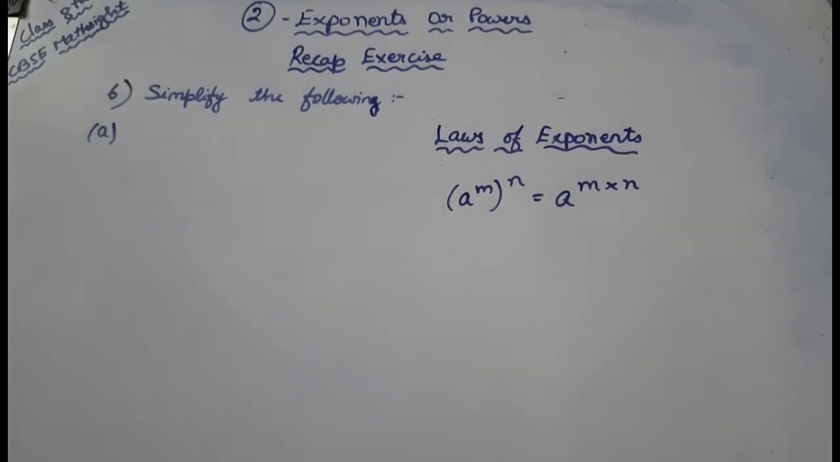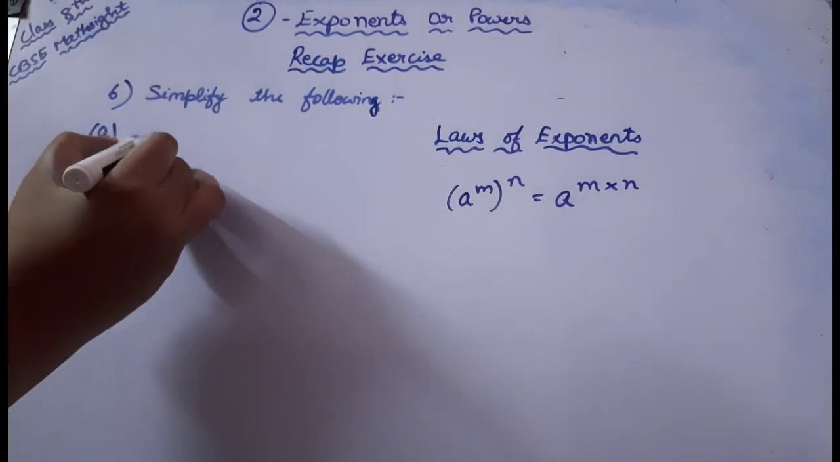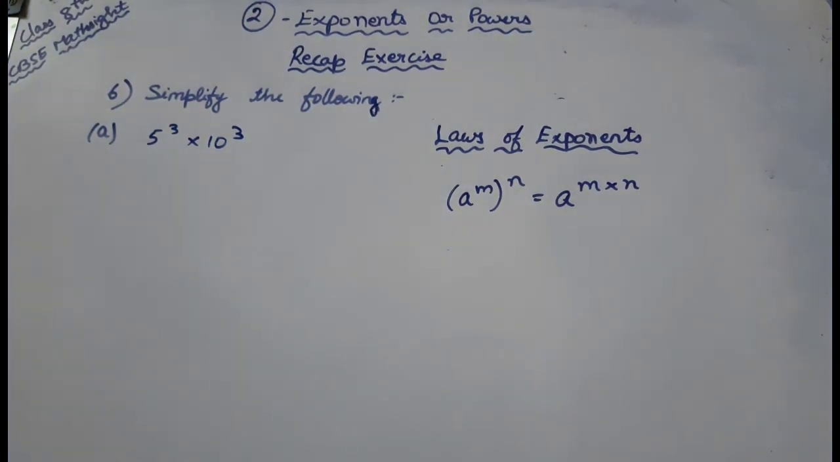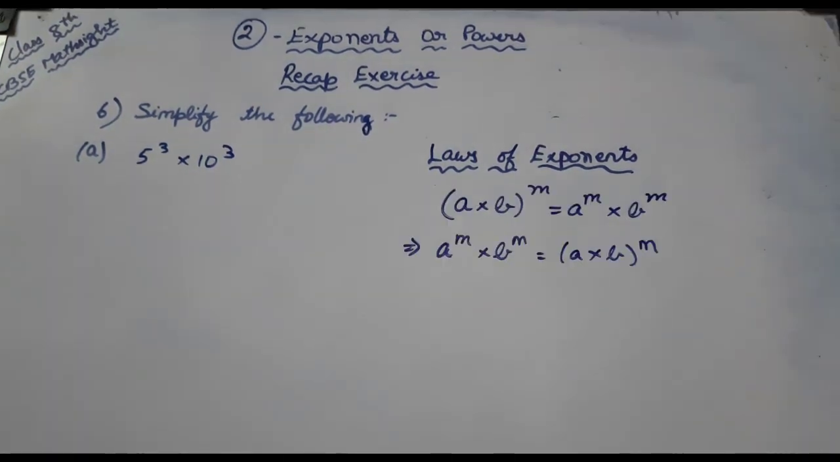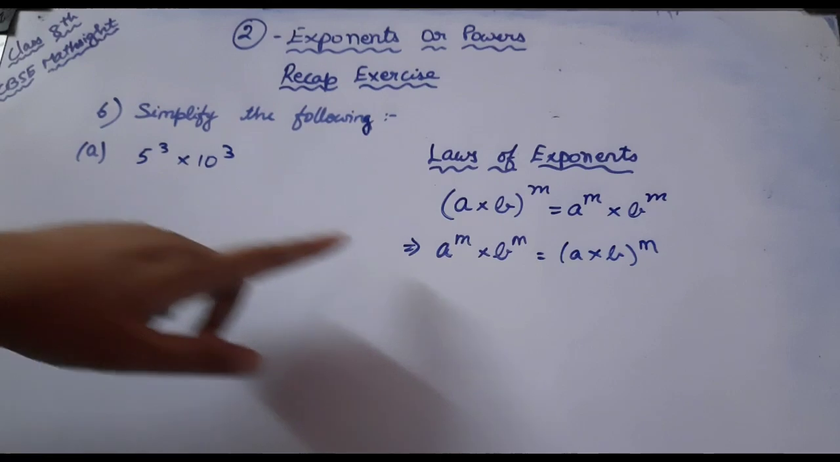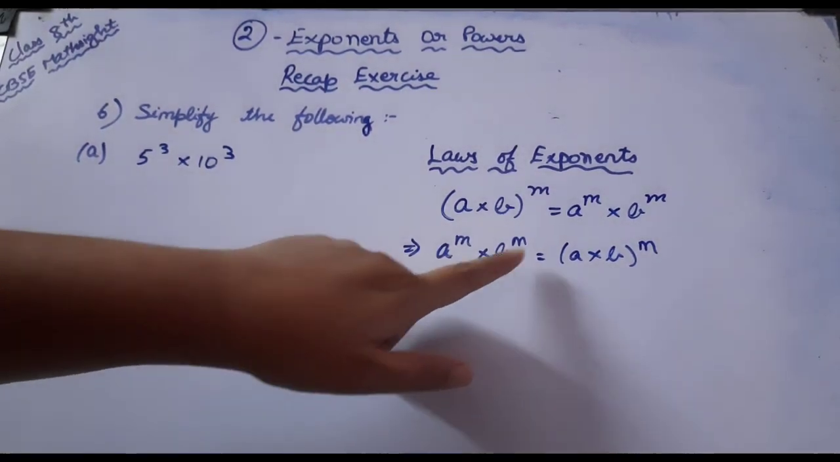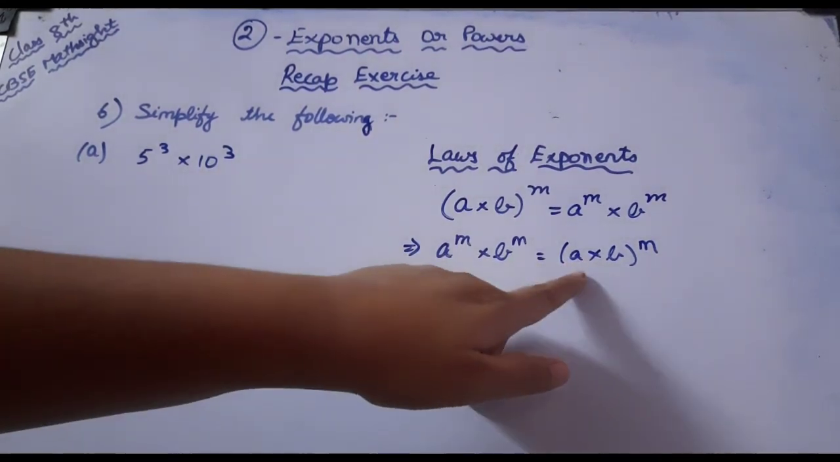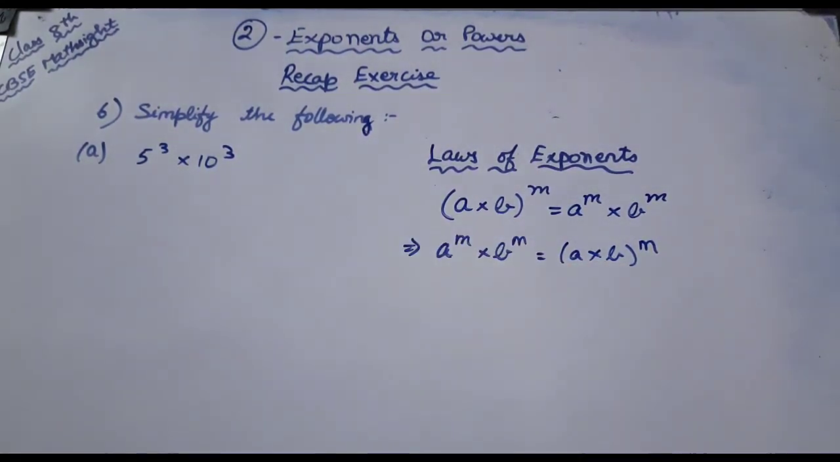We are going to see the sixth Roman letter. Simplify the following and write in exponential form. So here also we have to simplify the given and write the exponential form. The first sum is 5 cube into 10 cube. We have to simplify and make it into a single base. The given sum is in the form of a to the power of m into b to the power of m, so they both have the same power. We can actually multiply the base and then write the power.